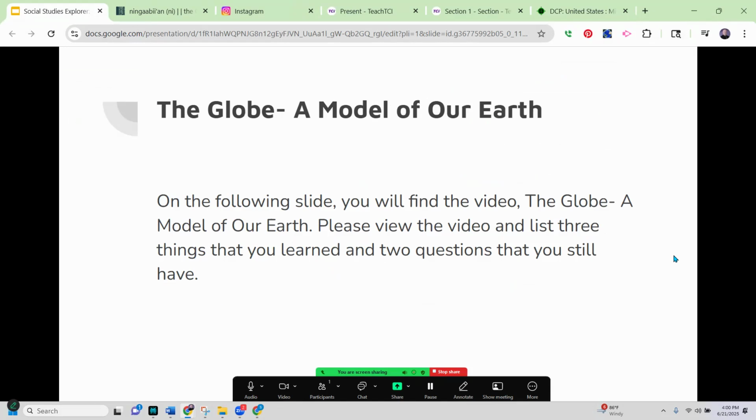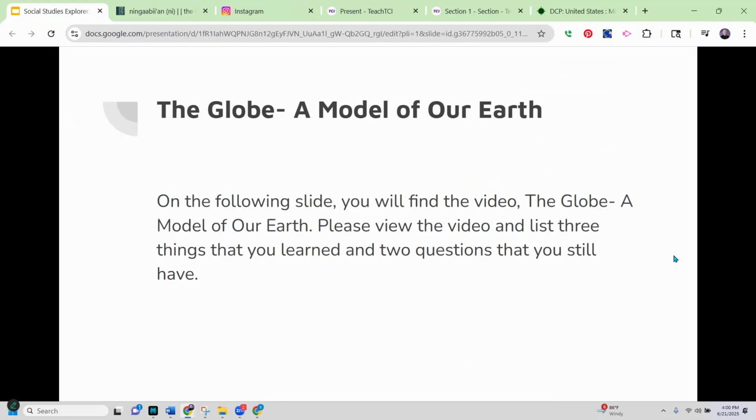So the first piece of material in today's lesson is called The Globe, a Model of Our Earth. It is a video. So on the following slide, you're going to find that video. At this point, you do need a paper and a pencil. As you view the video, I want you to list 3 things that you've learned and 2 questions you still have. If you're doing this lesson from home, you can always bring that paper in. If you were here in the classroom, then you would turn it into me directly. So let's go to that slide.